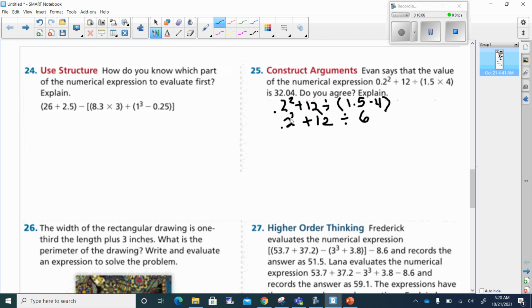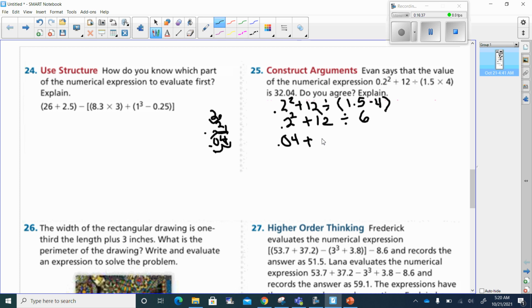The next thing I'm supposed to do is exponents. So I have 0.2 to the second power. I know 0.2 times 0.2 is going to give me 0.04. And for those that didn't follow along, watch 0.2 times 0.2. We know 2 times 2 is 4. But remember, we have 2 places for our decimals now. 1, 2. So it's going to be 0.04.